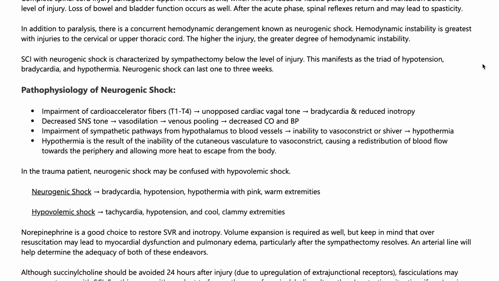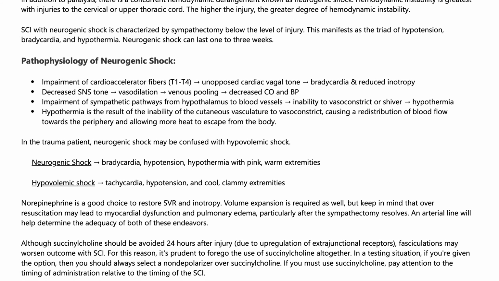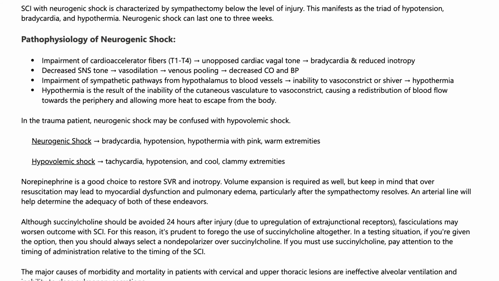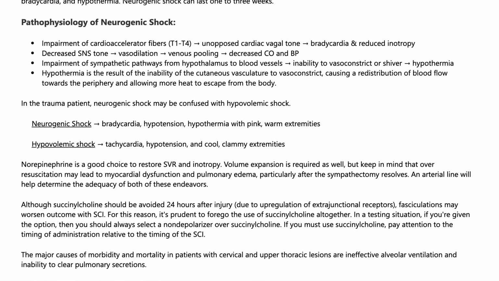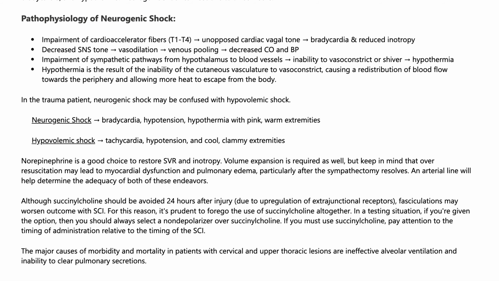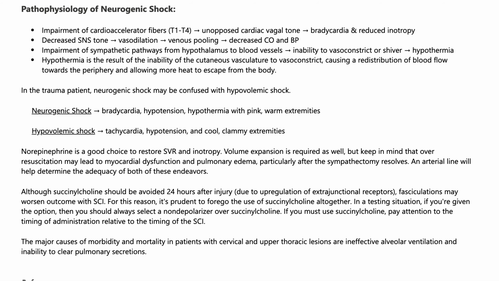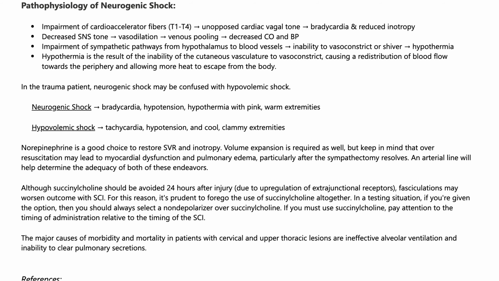Regarding the pathophysiology of neurogenic shock, impairment of the cardioaccelerator nerves, meaning T1 to T4, results in unopposed cardiac vagal tone, leading to bradycardia and reduced inotropy. Decreased sympathetic nervous system tone causes vasodilation, venous pooling, and decreased cardiac output and blood pressure. It also impairs the sympathetic pathways from the hypothalamus to the blood vessels, leading to the inability to vasoconstrict or shiver, and hypothermia. Hypothermia is a result of the inability of the cutaneous vasculature to constrict, causing a redistribution of blood flow towards the periphery and allowing more heat to escape from the body.